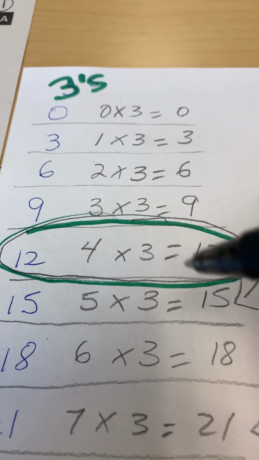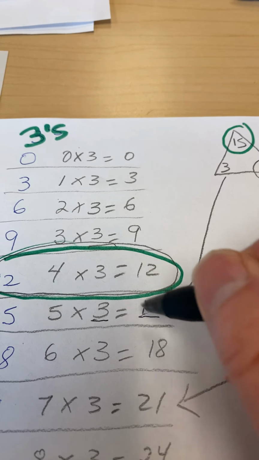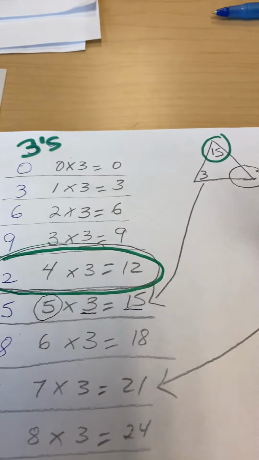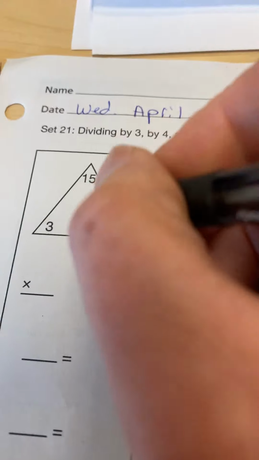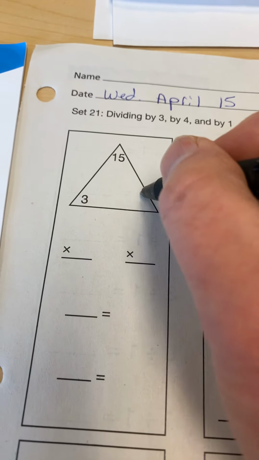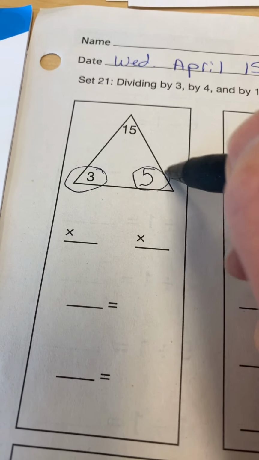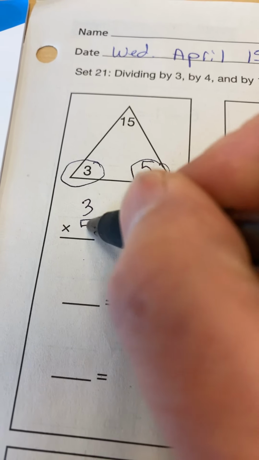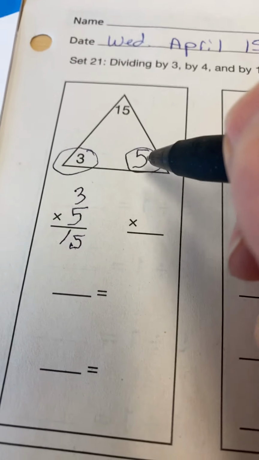So I have the 3, and I have the 15, and the missing factor is 5. So we could write 5 in here, and on your paper you will write 5 also. And then down below, I'm going to take these 2 factors, and I'm going to write 3 times 5 equals 15. Then I'm going to do the reciprocal.